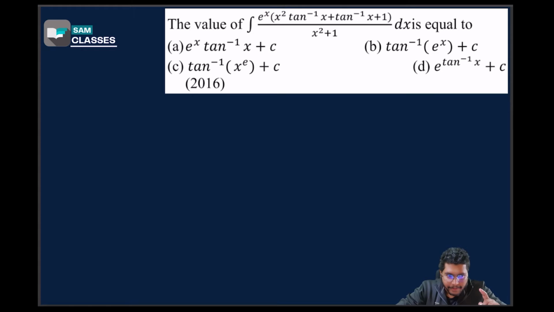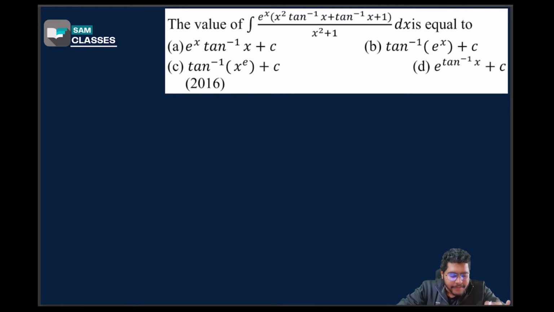I'll go first by a very slow method where I'll go by step-by-step approach. And once I'm done with the step-by-step approach, I'll show you how directly you can think in your mind and directly decode the answer. So in this question, the value of integration e power x, x squared tan inverse x plus tan inverse x plus 1 whole divided by x squared plus 1. So this whole question is given to us.